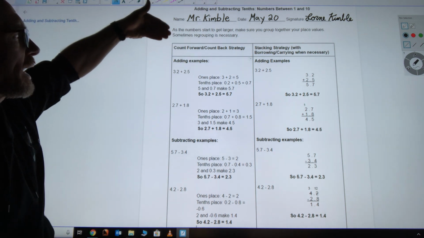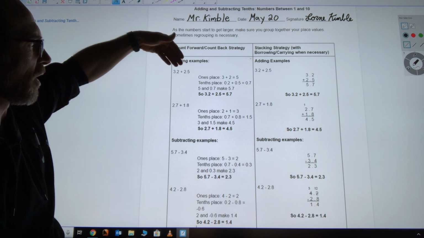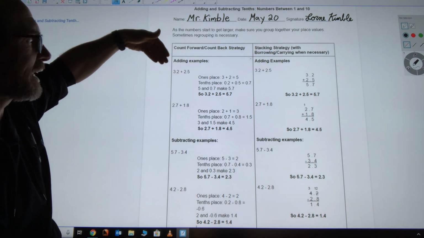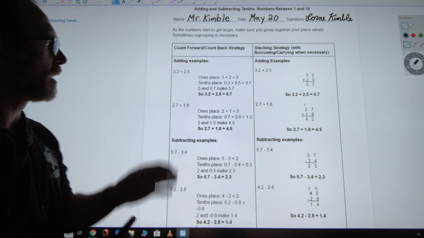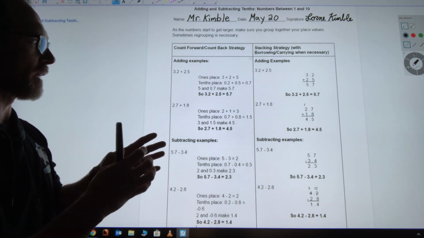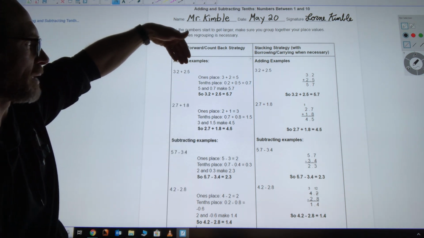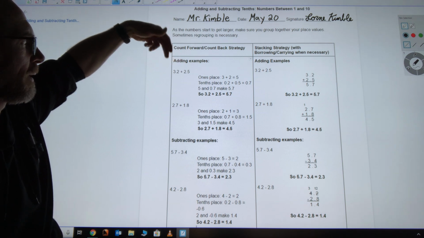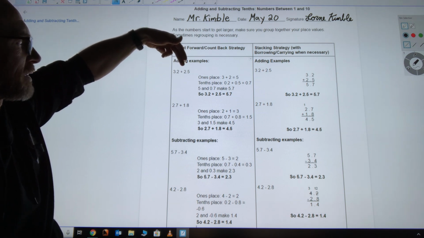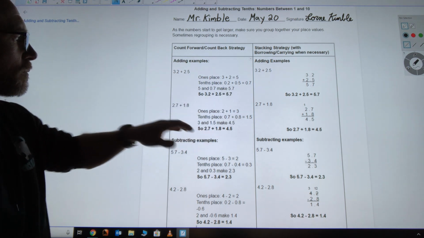One I call the count forward and count back strategy. It basically means that we take our adding and we count the numbers going forward. We still group them by place value, but we don't worry about regrouping very much until the very end. For a number like 3.2 plus 2.5, we would say, well, we know that 3 and 2 is 5, and that 2 tenths and 5 tenths is 7 tenths, so my answer would be 5 and 7 tenths.